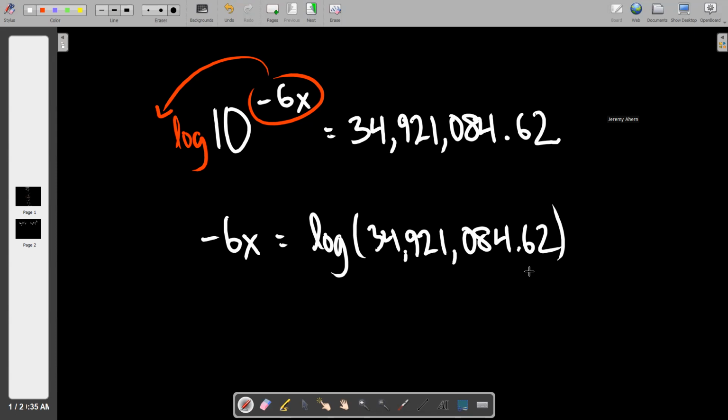I don't want to finish this one because I know you know how to use the button now. So let's just move on to the next one. I wanted to show you that when the base is 10, that's good. It'll save you a couple button presses on your calculator. So it's nice.